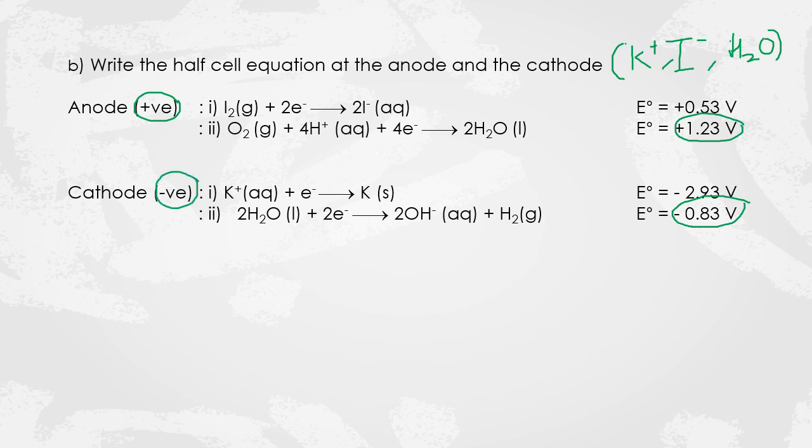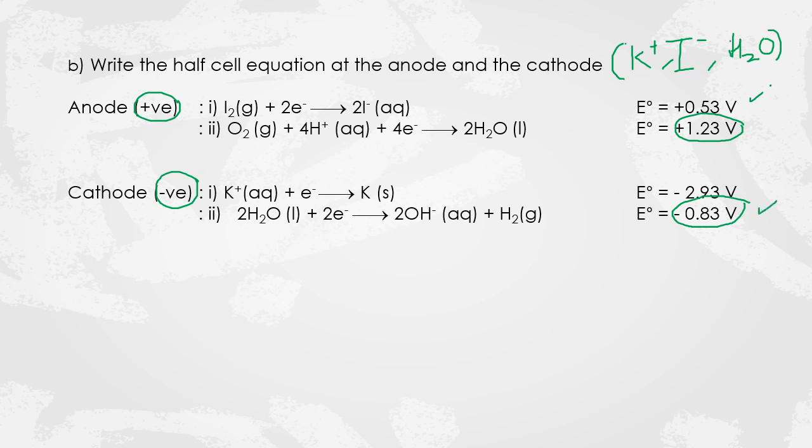So between these four possible species, we need to take only one at each electrode. So we're going to look at the value of E naught given at the end of the equations. For anode, because we're going to conduct oxidation, we need a more negative value. So from these two, we are going to take the I- because it has a more negative value. While for cathode, we're going to take a more positive value, which in this case is the water.